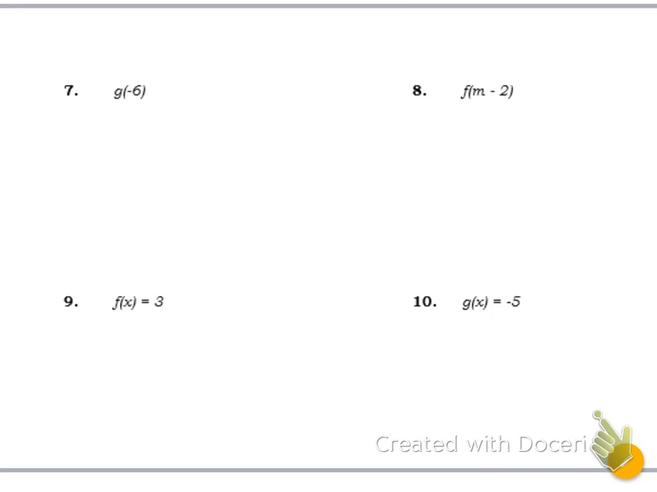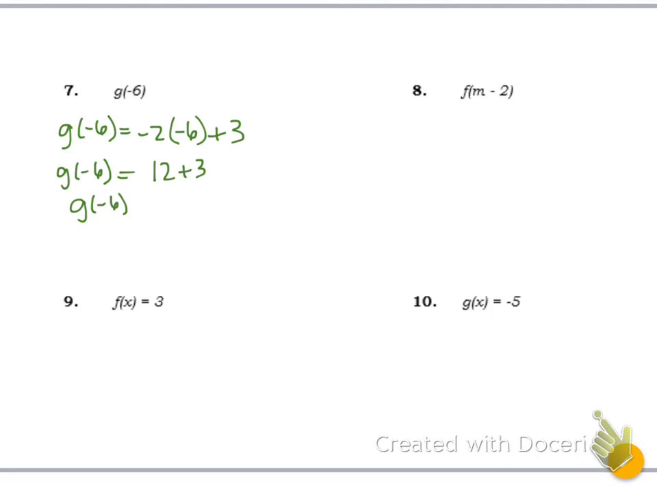Now I'm using the g equation, the -2x plus 3. So g of -6 equals -2. I put it in parentheses because I take that x out and plop the new number in. In my order of operations, multiplication comes first. So -2 times -6 is 12. 12 plus 3 is 15. The x value I put in was -6. The y value I got out was 15.